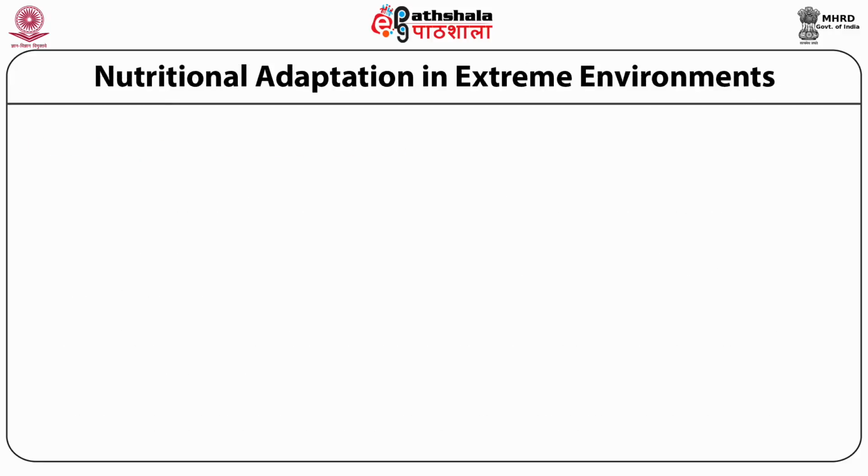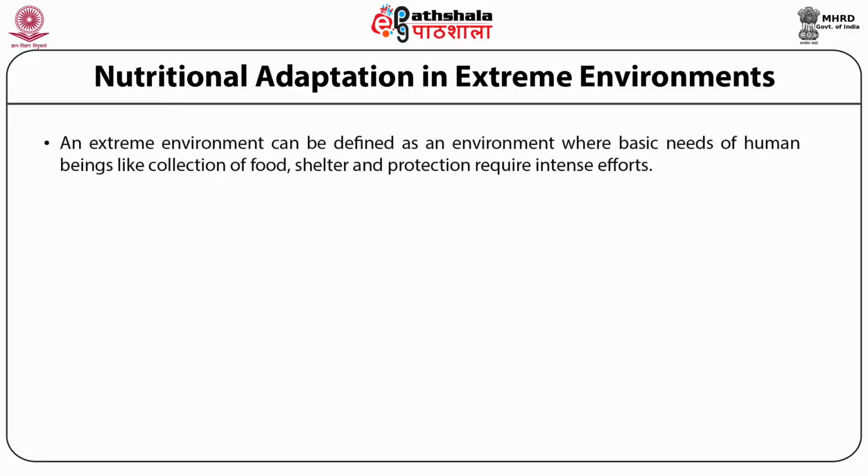Nutritional adaptation in extreme environments. An extreme environment can be defined as an environment where the basic needs of human beings, like collection of food, shelter, and protection, require intense efforts. One important feature of these environments is that an error in judgment can cause serious consequences. When faced with hot, cold, or high-altitude conditions, human beings either try to modify their environment accordingly, adapt their physiology to fit the environment, or use a combination of these two strategies.